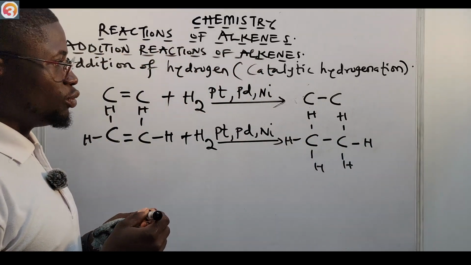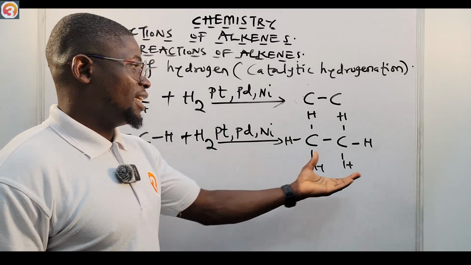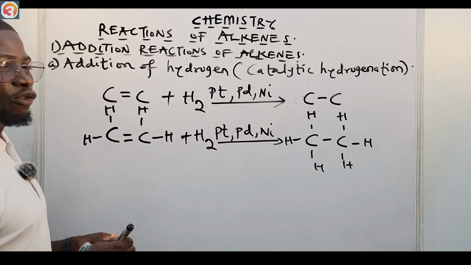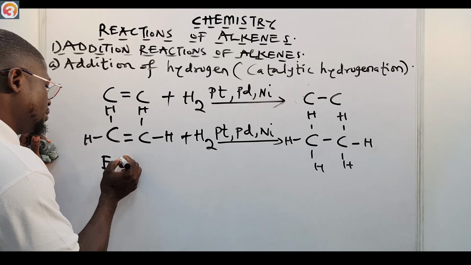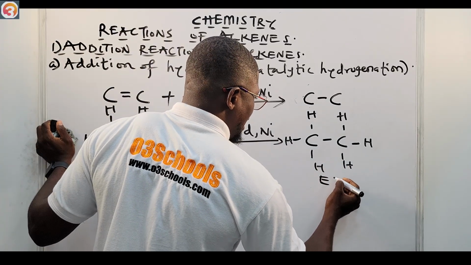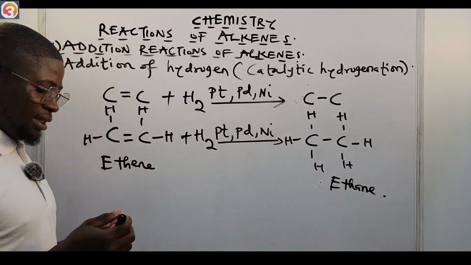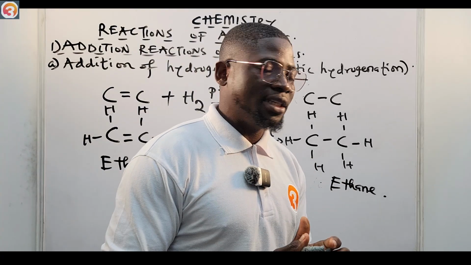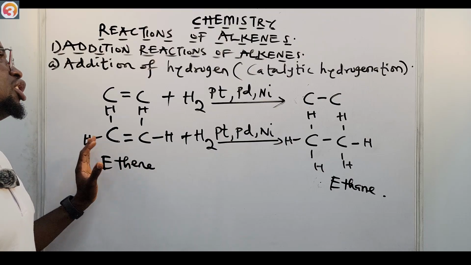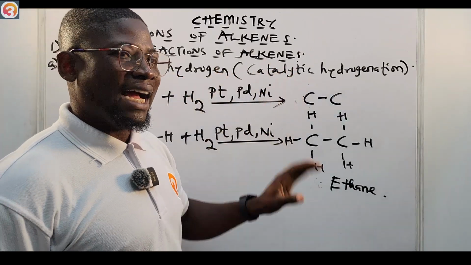So this is what happens. This is ethene reacting with hydrogen to now give us ethane, because an alkane is formed. An alkane is the product of that reaction. This is ethene reacting with hydrogen to give ethane. So this is just a simple reaction. I'm sure that one is very clear, right? So this is the first addition reaction that we're looking at, catalytic hydrogenation, where an alkene reacts with hydrogen in the presence of this catalyst to give an alkane.